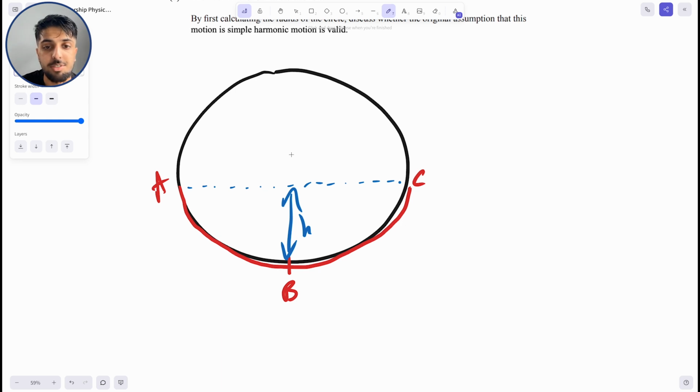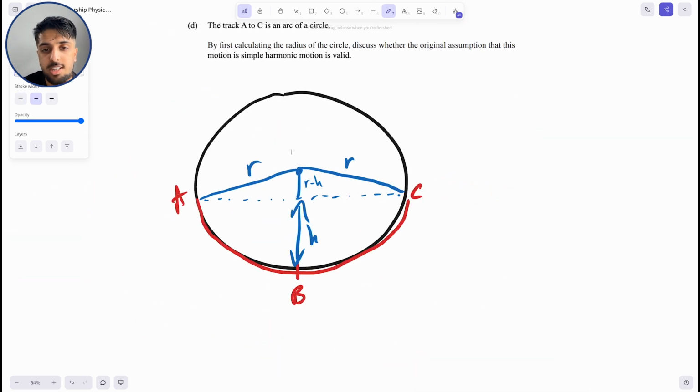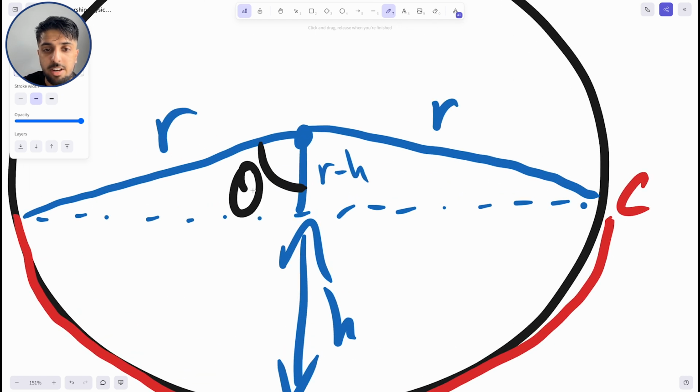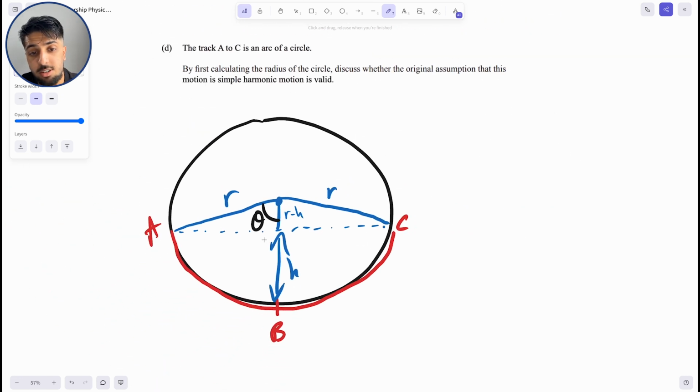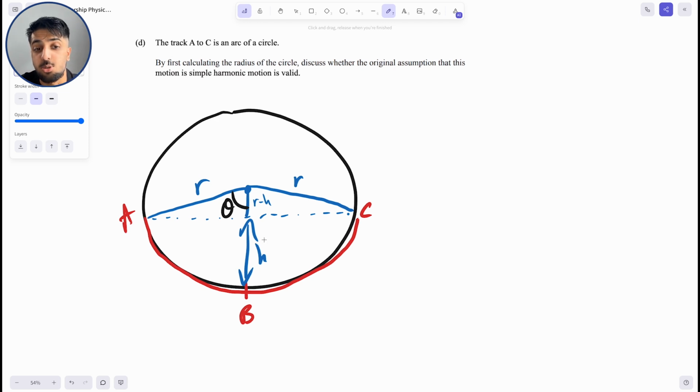And so if we have the middle of the circle right here, we can draw another line across here and across here, and this is our radius, right? And this distance right here is our r minus our h. Okay, so what we are looking for is this angle right here. The reason why we're looking for this angle is because if that angle is too large, then this cannot be simple harmonic motion, as that is one of the assumptions that we make in simple harmonic motion, that it has a small release angle. And so if that angle is above, let's say 10 degrees, then we know that this cannot be simple harmonic motion.